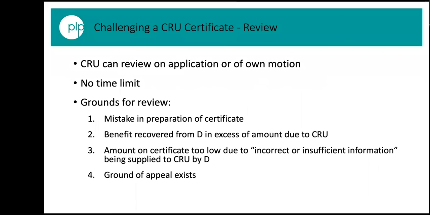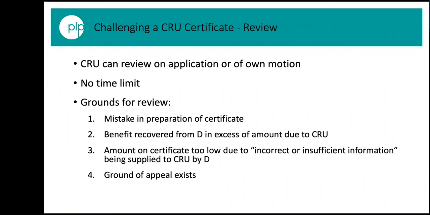Now, the final part of the talk just looks briefly at the two routes by which a CRU certificate can be challenged. And there are two options open to the parties. The first is review and the second is appeal.